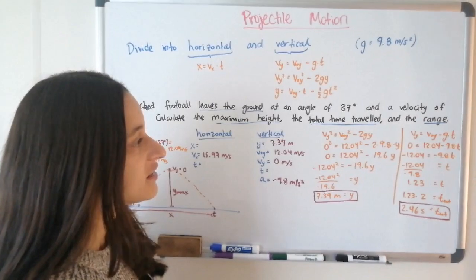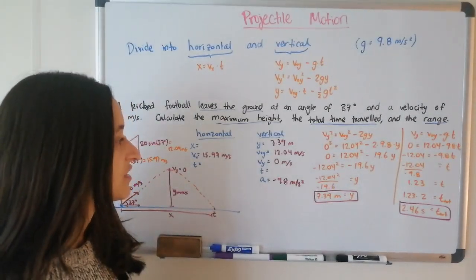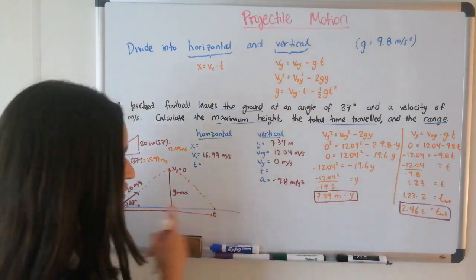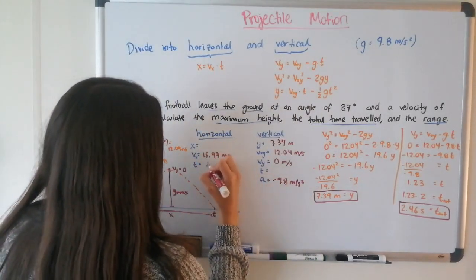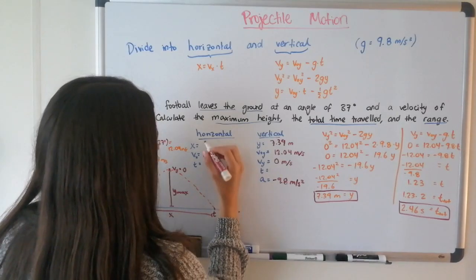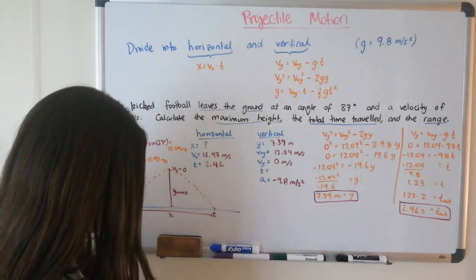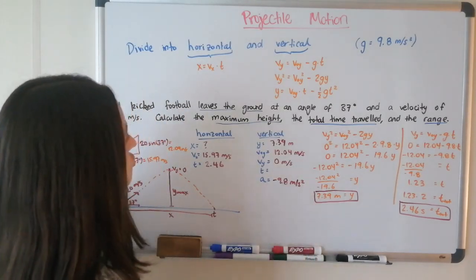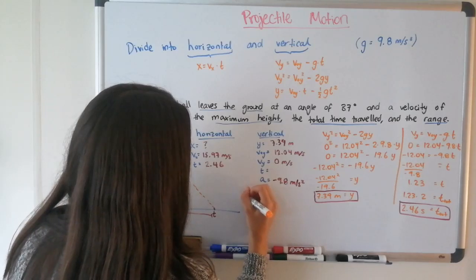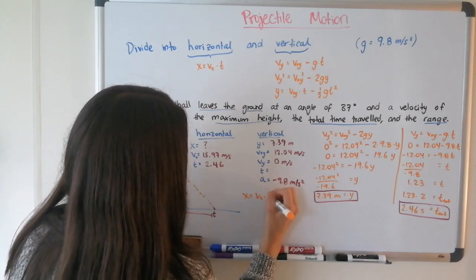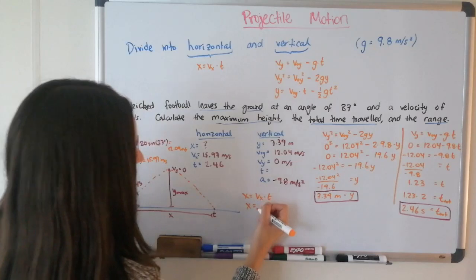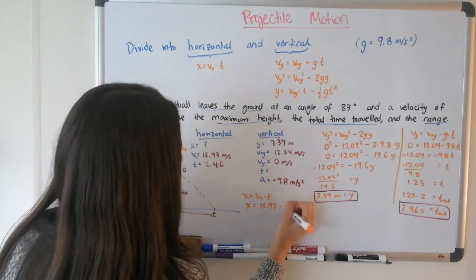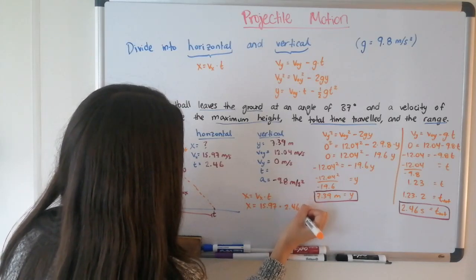And the last thing we need to find is the range. So for the range, we're going to have to use horizontal, of course. Now remember, time is the same in vertical and horizontal. So let's put 2.46 here in the time. And we need to figure out the range, which is the horizontal displacement. For that, we can use our horizontal equation, x equals vx times t. And we're solving for x, so we don't have to move anything anywhere. Just plug in our values, 15.97 times the time, which is 2.46.